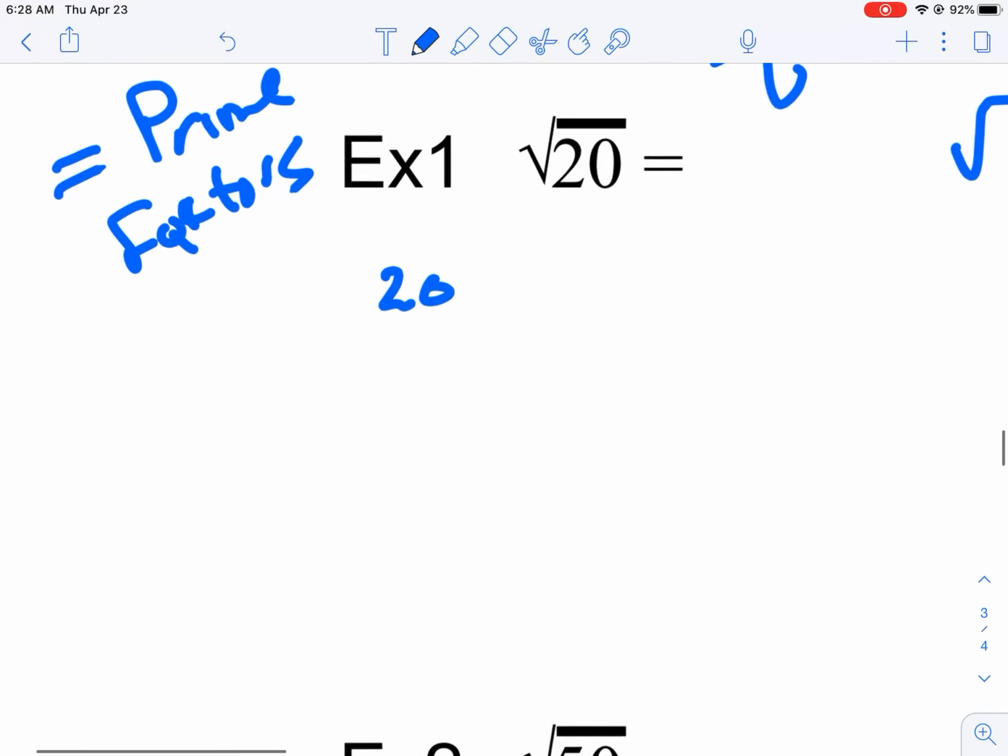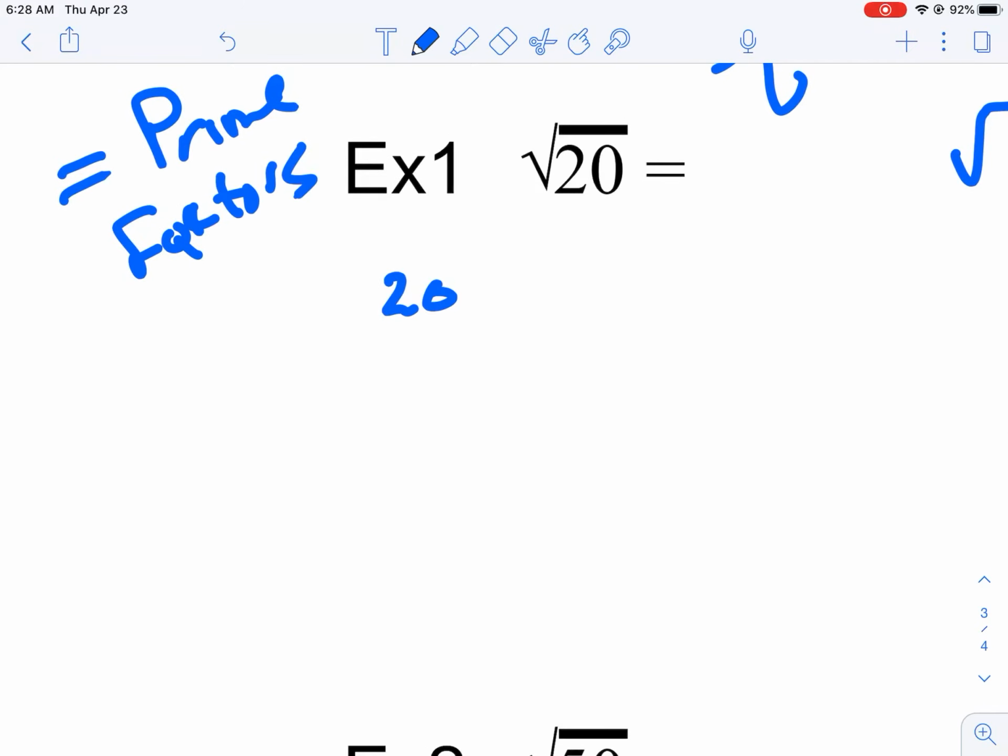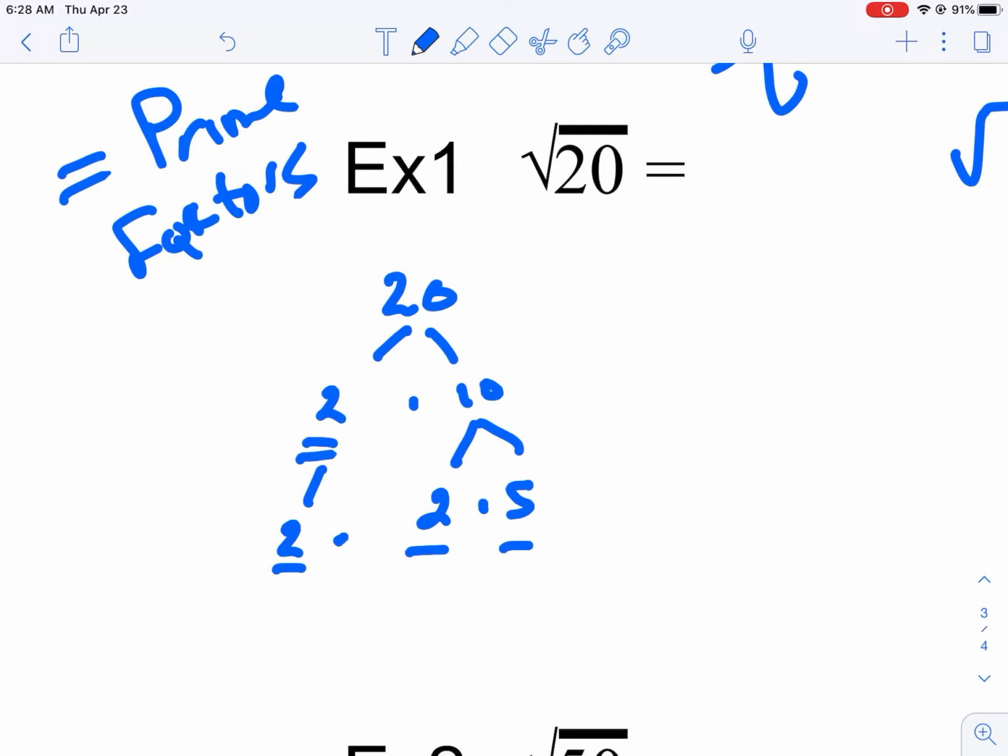We're going to factor this out, and you'll see a long multiplication problem. So underneath, this is 2 times 10. That's a prime number, so that's done. But 10 is not prime, so we need to factor it further. So the 2 comes down, times, and this becomes 2 times 5. So now, if you take 2 times 2 times 5, you'll get that 20, right? And they're all prime numbers.